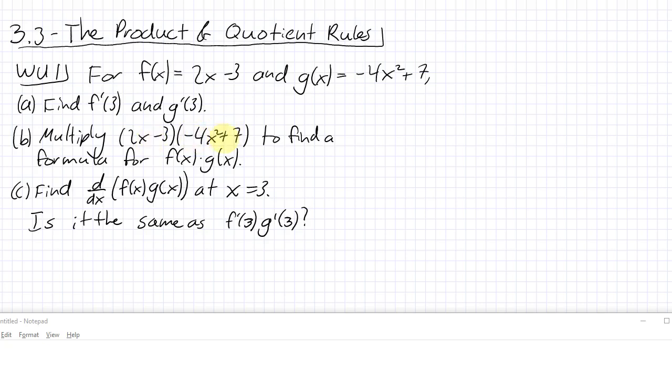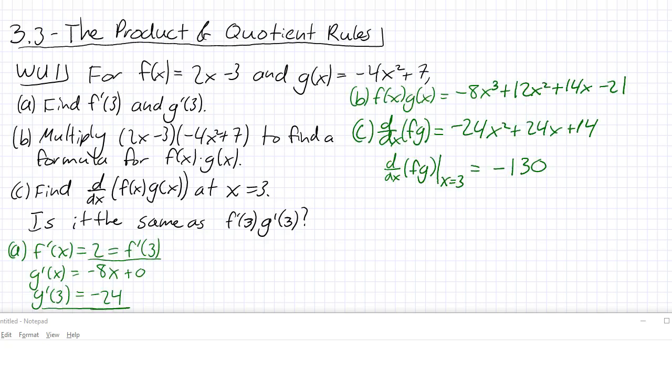You're going to have to FOIL this out to get the formula for this new function, the product of them, and then find the derivative of that function at x equals 3, and see is it the same thing as f prime of 3 times g prime of 3, your answer to A, which wasn't actually what A was asking, but we'll see if doing the derivative of a product is the same thing as just the product of the two derivatives. So let's try it out, see what you get, and pause it now because the answers will appear in 3, 2, 1. Welcome back.